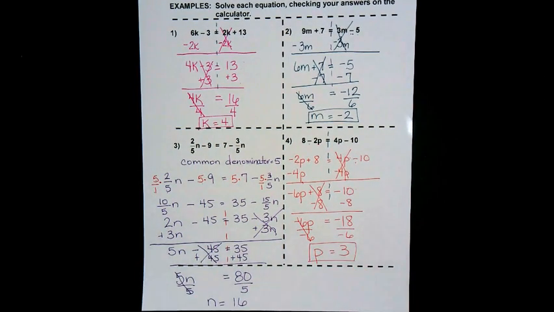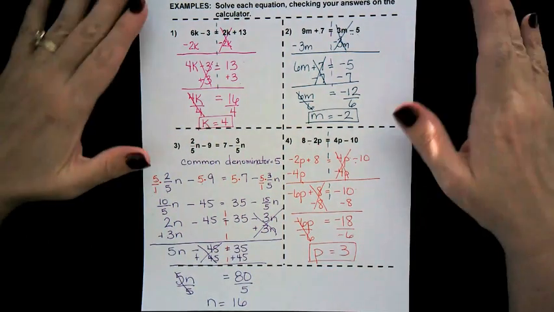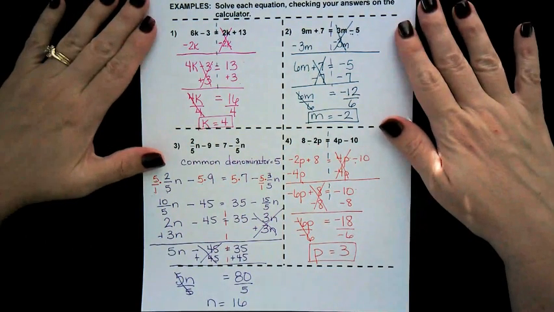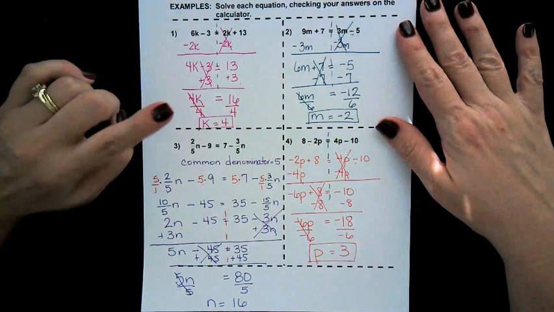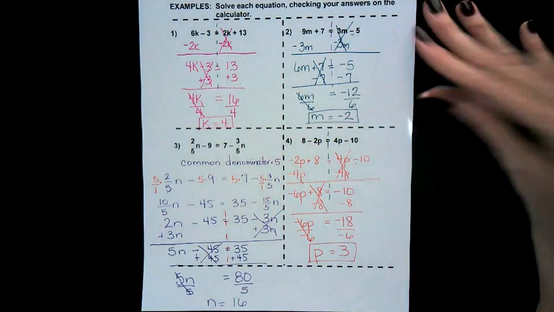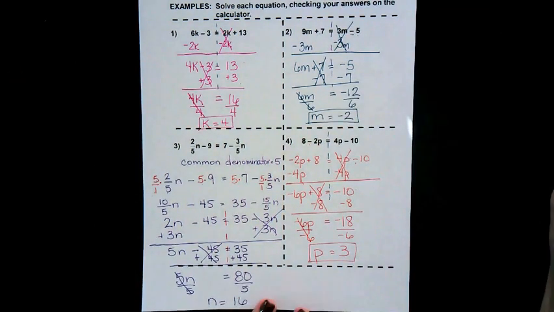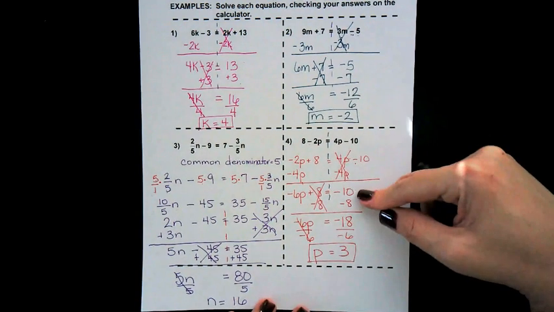Okay, now remember, the goal was to get all the variables on one side first, then we start doing the opposite on both sides to solve those two-step equations.